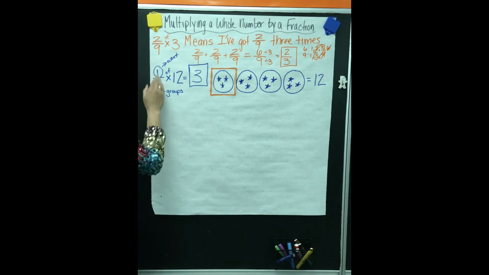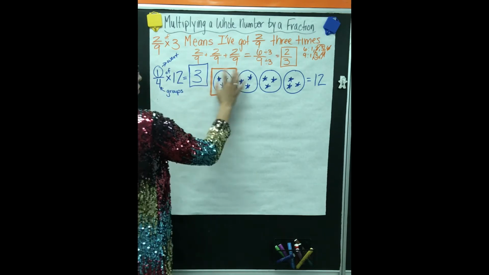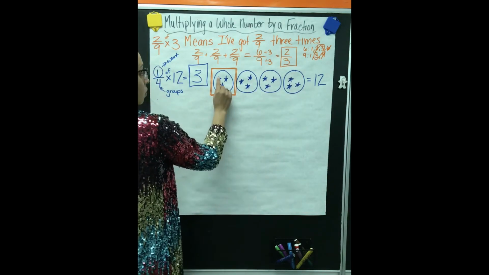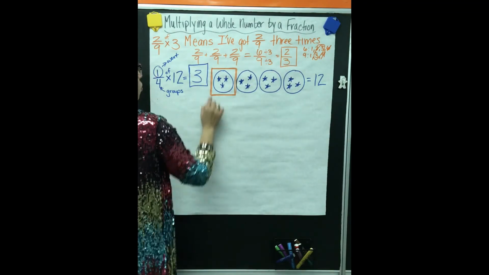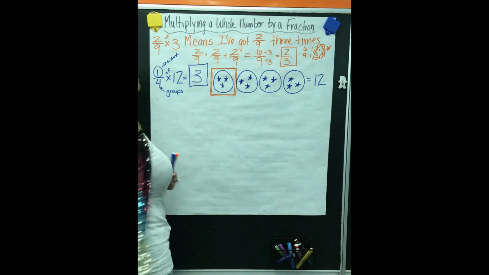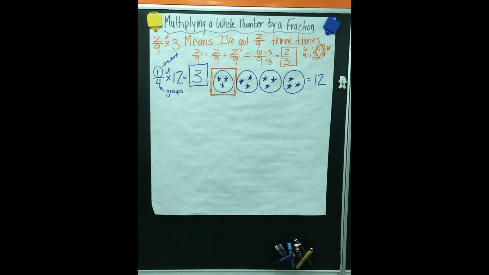We had 1/4 of 12, it equals 3, because we had 4 groups. In those 4 groups, we had 1, 2, 3, 1, 2, 3, 1, 2, 3, 1, 2, 3, but we only wanted one of them, and we know that because of our numerator.